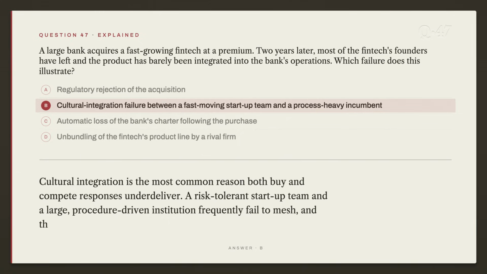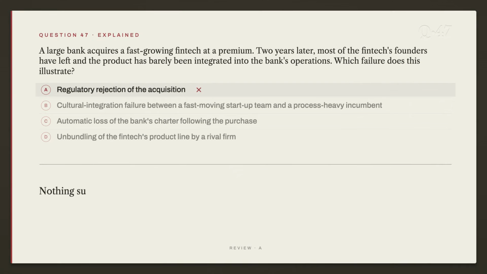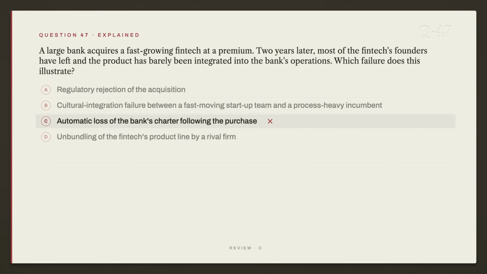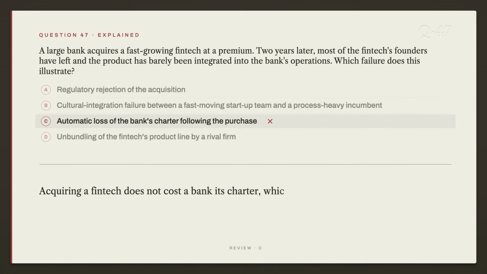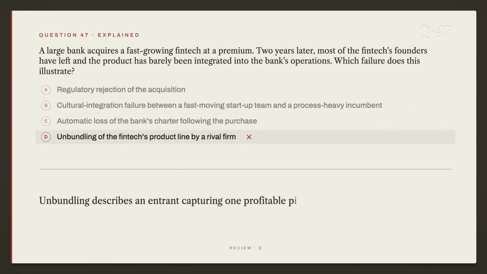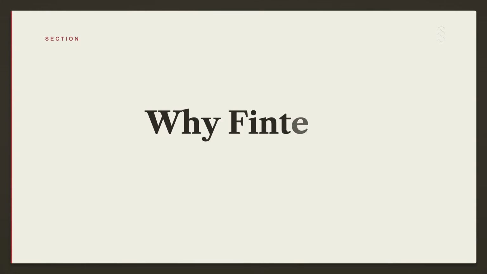A is wrong because nothing suggests regulators blocked or unwound the deal, since the acquisition closed and 2 years elapsed. The problem emerged after closing. C is wrong because acquiring a fintech does not cost a bank its charter, which depends on regulatory compliance and capital adequacy. No automatic forfeiture exists. D is wrong because unbundling describes an entrant capturing one profitable piece of a bundled relationship. No rival takes anything in this scenario.